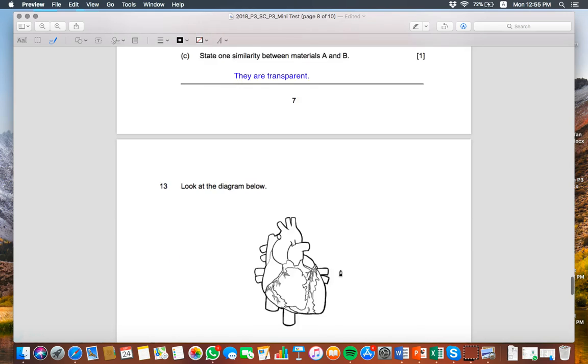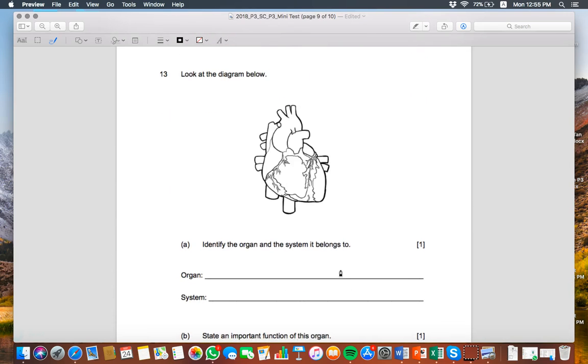Okay, let's move on. Look at the diagram below. What is this part? Some of you tell me this is the lungs. How does this look like the lungs to you? These are all tubes, you know. There are so many tubes. When you talk about tubes, you will think about vessels, right? Blood vessels, right? So apparently this is not a lung.